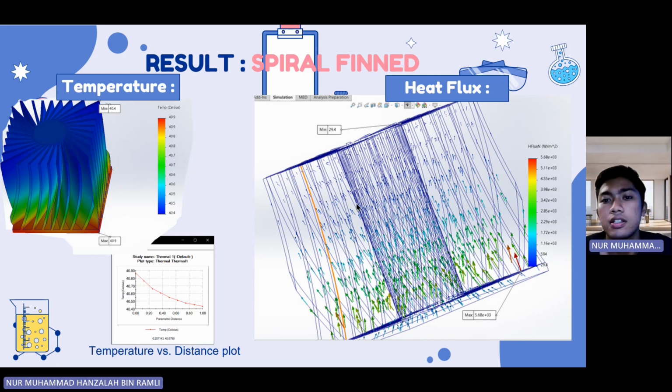And here for heat flux, you can see the arrow going spiral upwards and the minimum heat flux is 29.4 and the maximum heat flux is 5.68 exponent plus 0.3. And that's all for the result of spiral fin.